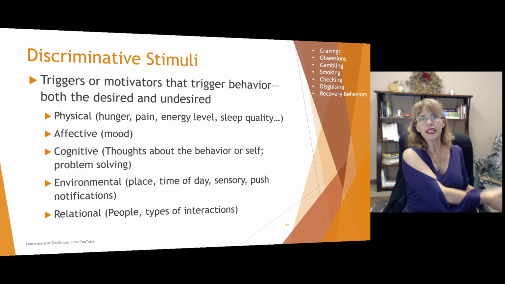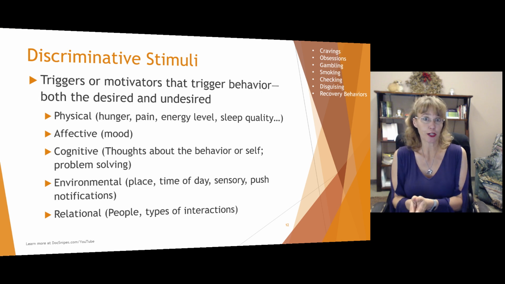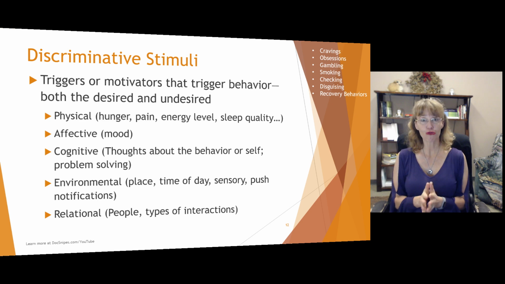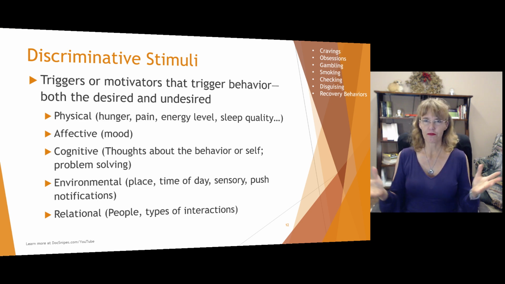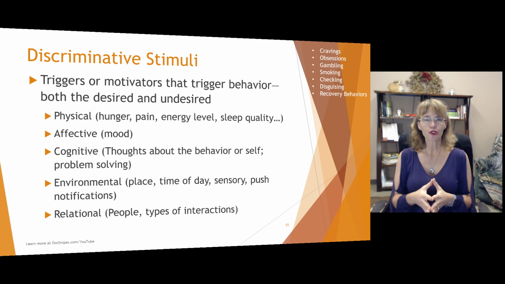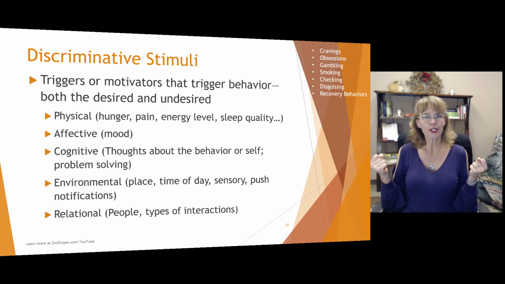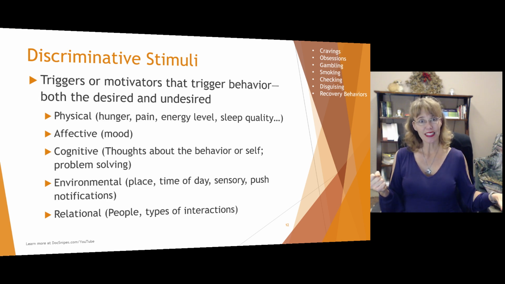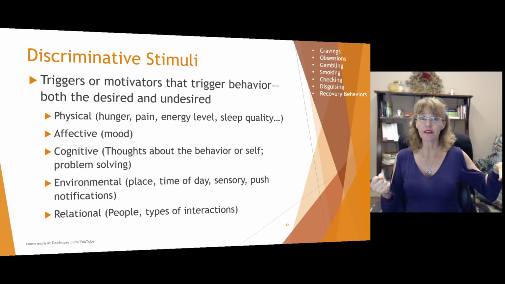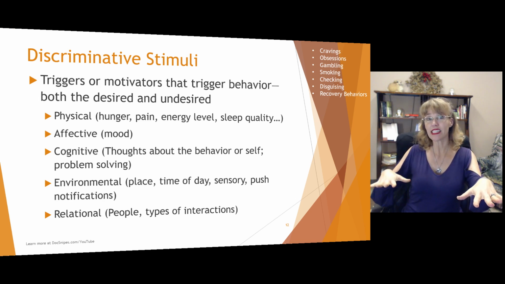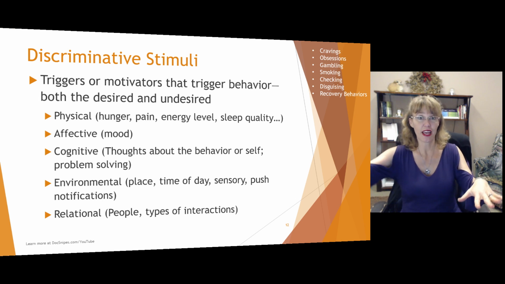So remember, vulnerabilities make you more likely to be triggered by triggers. And in behavior modification, we call triggers discriminative stimuli. So discriminative stimuli are those triggers or motivators that trigger behavior, both the desired and undesired. So what you're going to want to do is minimize or eliminate as many of the triggers for the undesired behavior and replace them with triggers for the desired behavior.